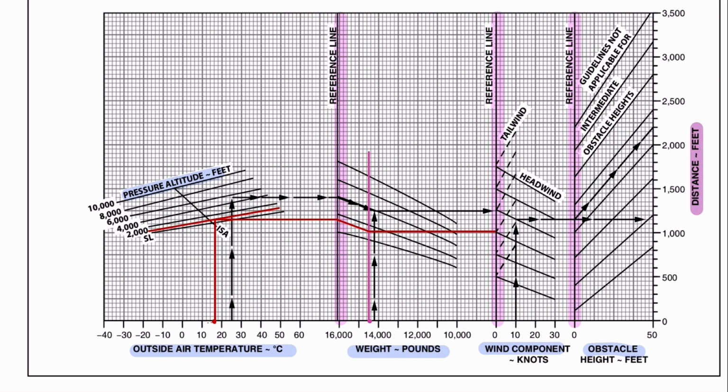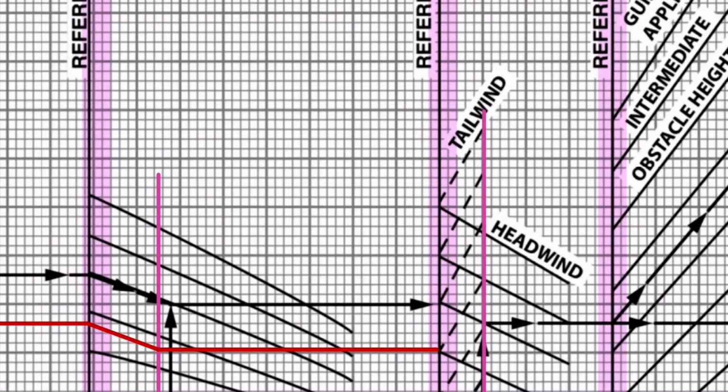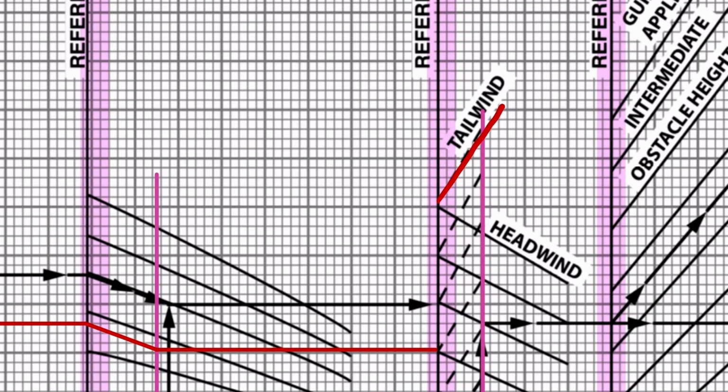And now we're accounting for our wind component, and our conditions say that we have a 10 knot tailwind. So I'm going to go ahead and draw a line at 10 knots directly up. That way I know where I'm ending. And then I'm going to draw upwards. So remember that for a tailwind, you'll draw up like this because you need more distance.